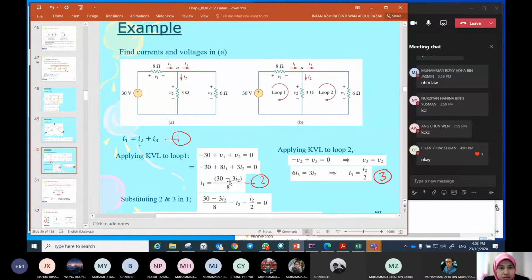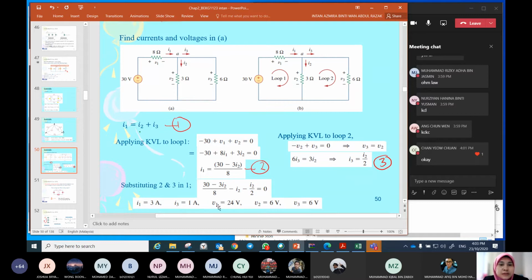I1 is equal to 30, this one. And then what else? Minus I2. I2 is, okay, make it I2. And then minus I3. I3 is this one, equal to 0. And then from this equation we get I2, I think. So what is I2?